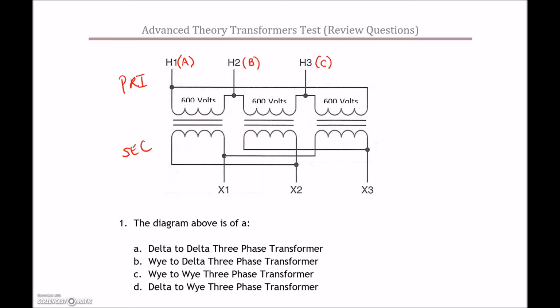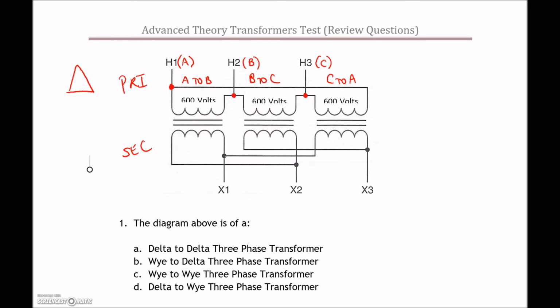And the rule for a delta is that we've got A to B, B to C, and then C back to A. Let's see if we've got that. Well, we've got a connection here for this transformer from A. The other side of that winding ties into B. The next winding goes from B and then ties into C. So we got B to C, and then finally we have C back to A. So A to B, B to C, C back to A. We have a delta on our primary.